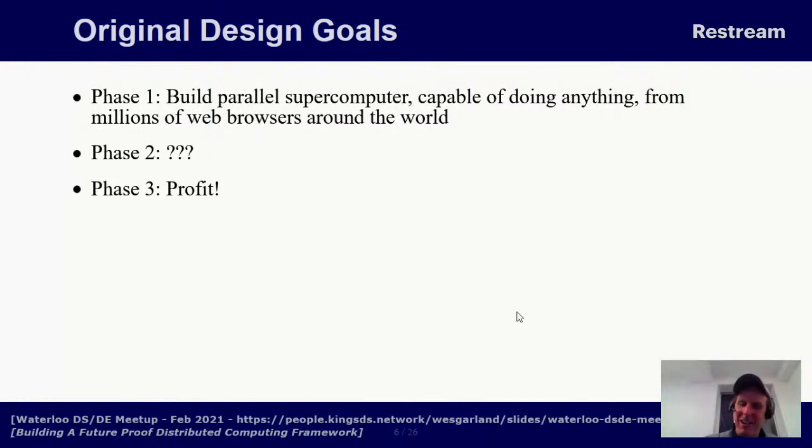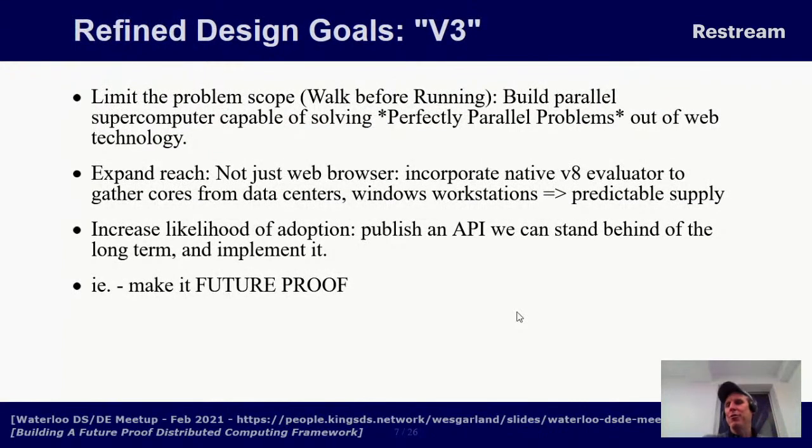So like I said, we started with a big ask, which means we get a big problem description, and we have to narrow this down. After many months of thinking and talking and listening to researchers and analyzing needs and capabilities, we decided to limit the problem scope. This is the basic step where you learn to walk before you run. So what we decided to build was a parallel supercomputer capable of solving perfectly parallel problems out of web technology. So you see, I've changed the problem statement a little bit.